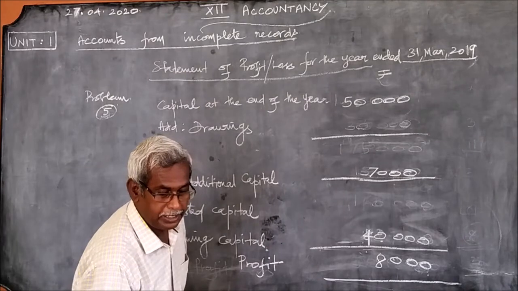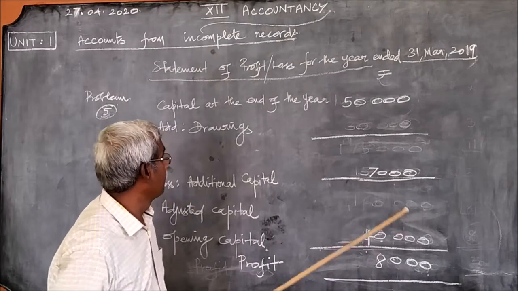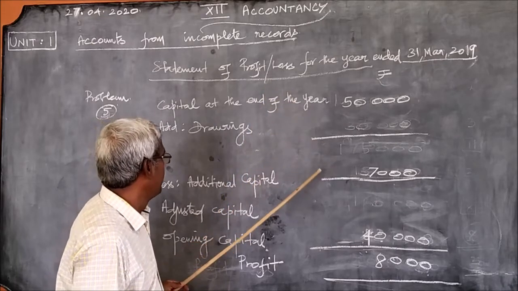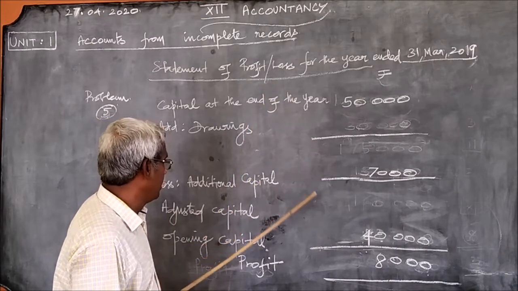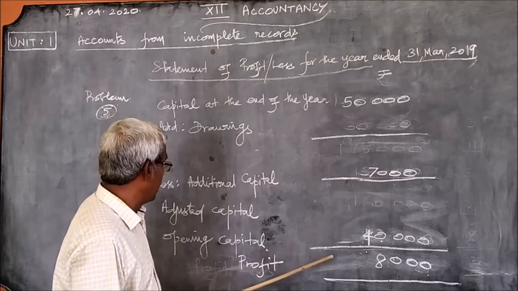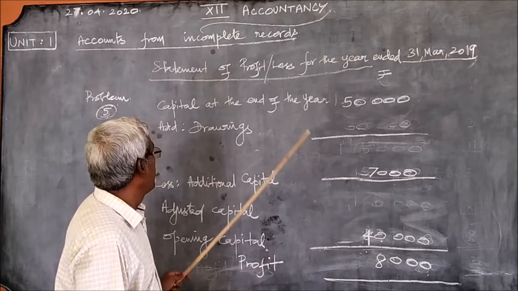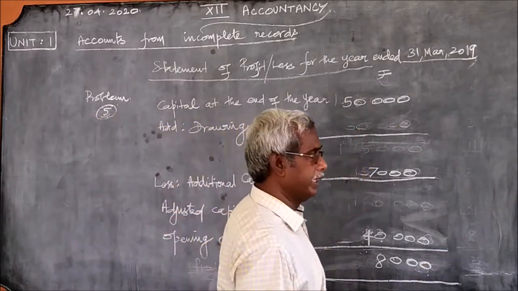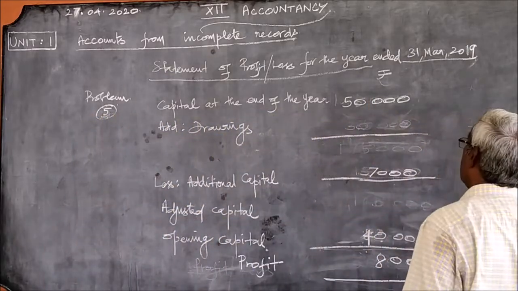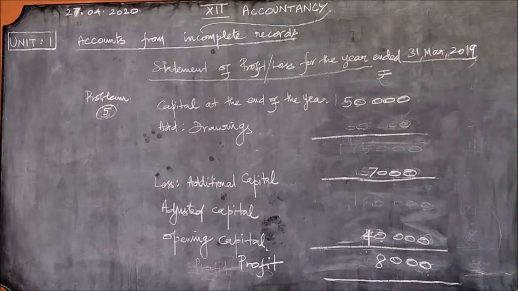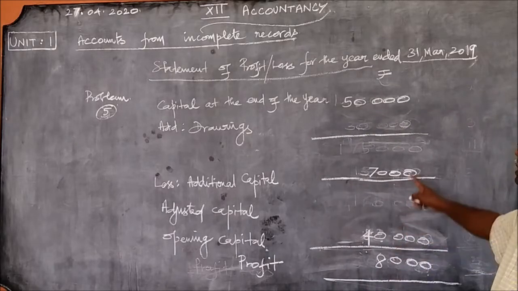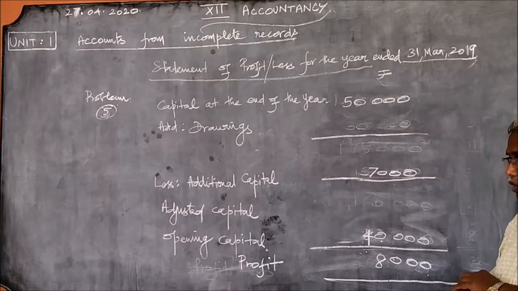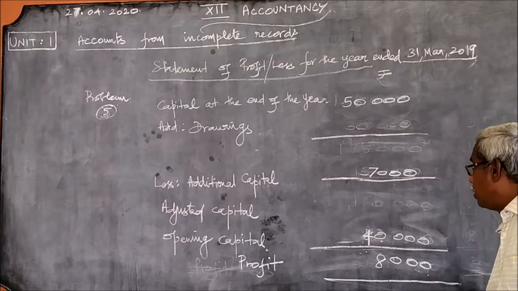So what item is missing in it? End of the year closing capital is given, additional capital is given, opening capital is given, and the profit is also given. What is missing? The drawings is missing. What we will have to find it? Since the item to be found out is at the top, what should we do? We should go from the bottom.